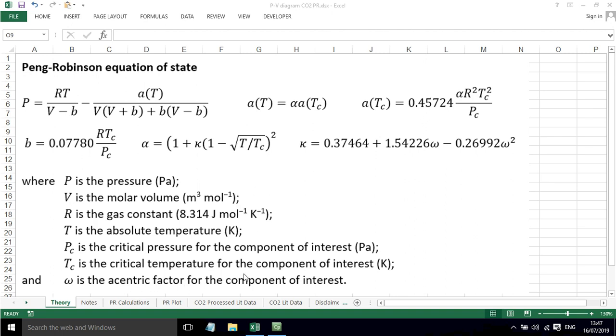The acentric factor sort of has to do with the shape of the molecule. So it depends how spherical it is. For a completely spherical molecule or atom, this is zero. So for most of the noble gases, this turns out to be zero, for example.